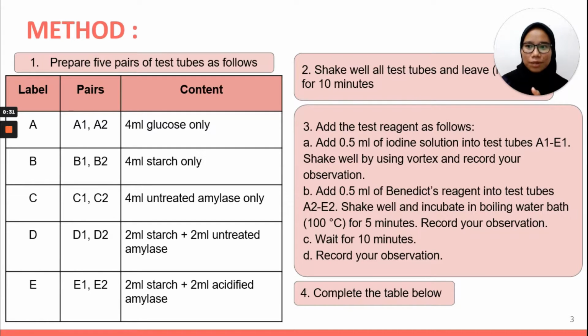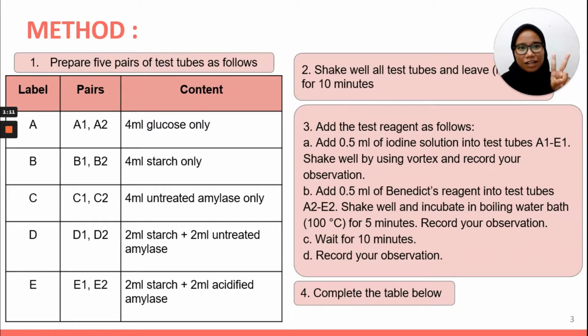As we can see from the table, test tube A, we have A1 and A2. B, B1, B2, C, C1, C2, D, D1, D2, E, E1 and E2. And each label we need to put different content. As an example, label A we put 4 ml glucose only. For B, we put 5 ml starch only. C, 4 ml untreated amylase only. D, 2 ml starch and 2 ml untreated amylase. And E, 2 ml starch plus 2 ml acidified amylase.